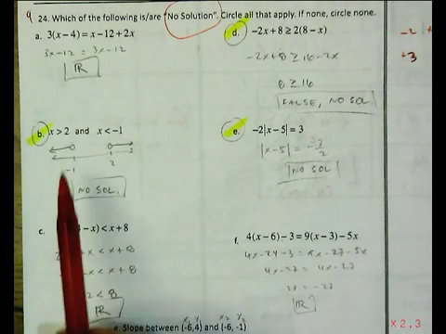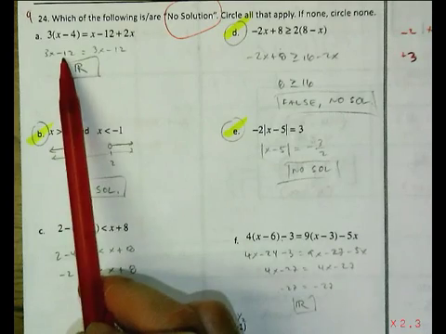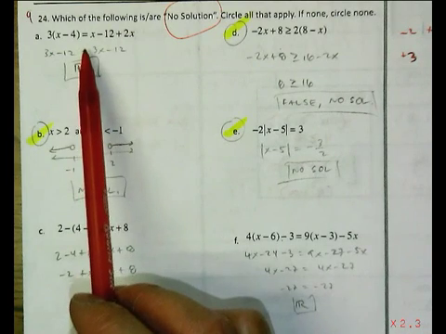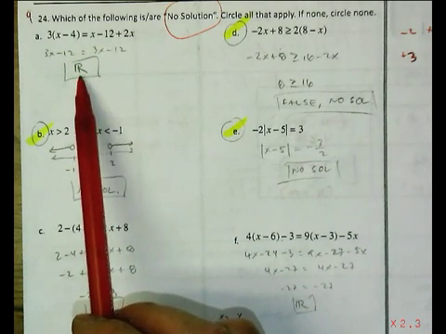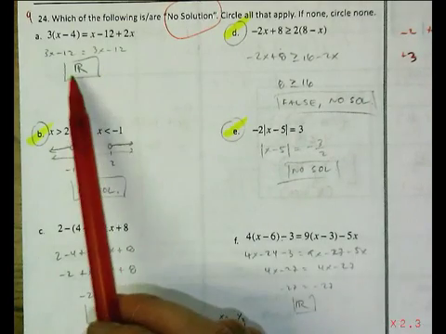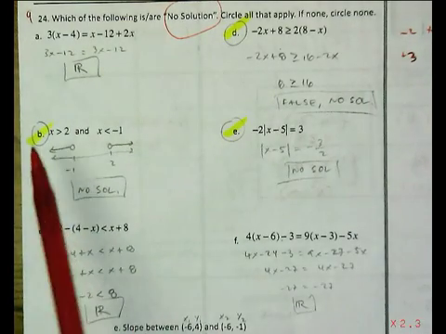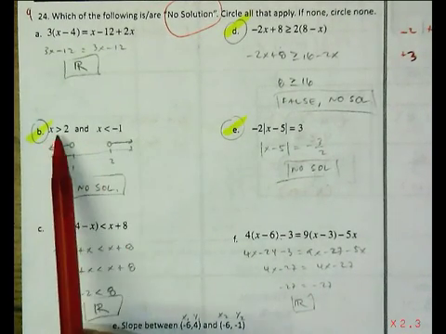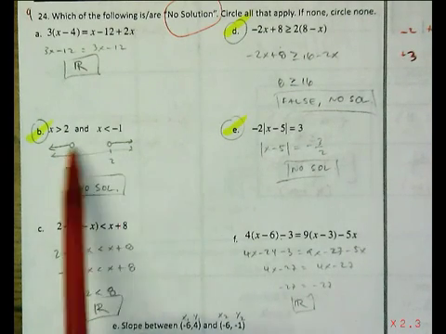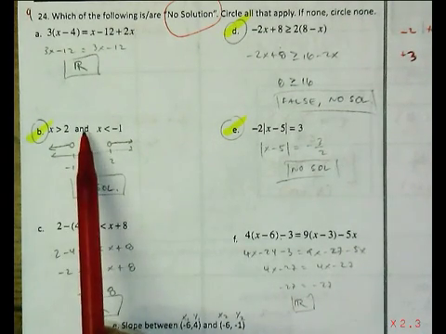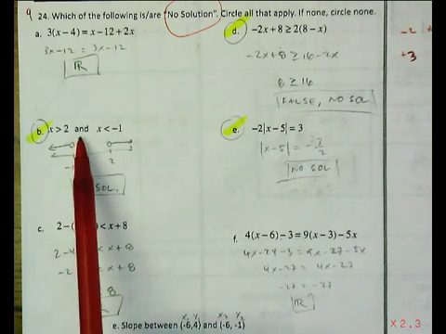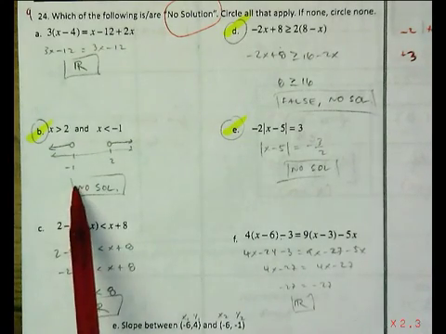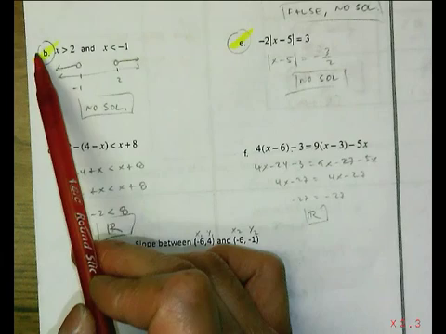If you distribute A here, 3x minus 12, let's just say you add 12 and then you subtract 3, you get 0 equals 0. 0 equals 0 all the time. That's all real numbers. But remember, I'm looking for no solution, so I'm not circling A. B here, you need to think of a number that's bigger than 2 and a number that's less than -1. Well, if you graph this, open circle, this is actually an OR problem, but I have the word and, which just essentially means you can't find a number that's both bigger than 2 and smaller than -1. The answer is no solution. So I'm circling that. That's why it's an answer.